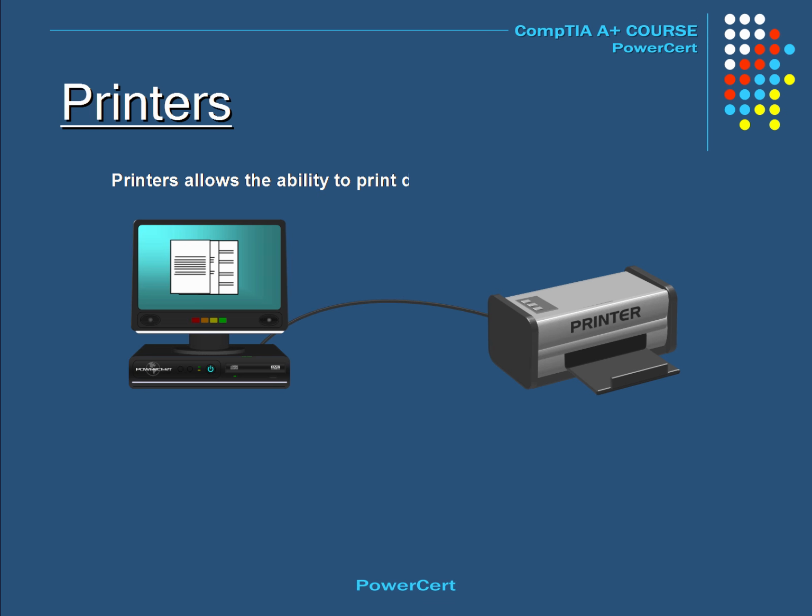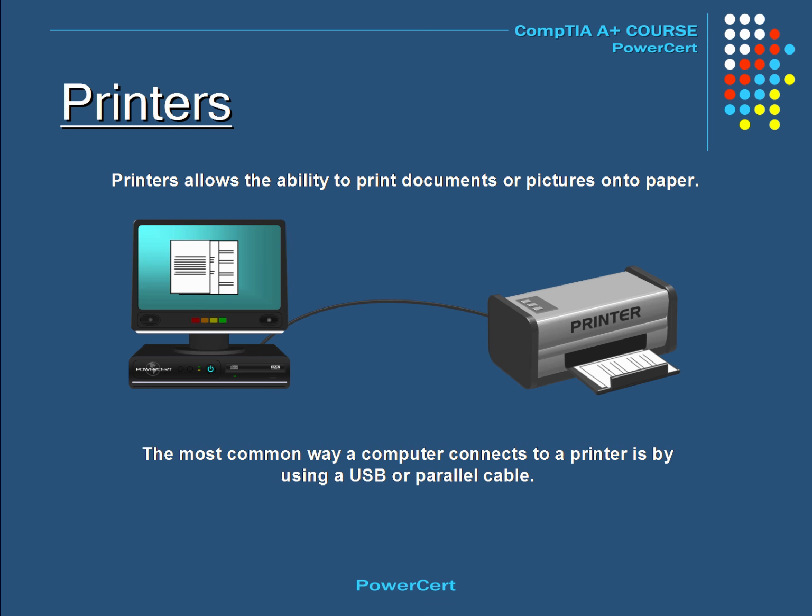Printers allow the ability to print copies of documents or pictures onto paper from a computer. There are several different ways that a computer can connect to a printer. The most common way is by using a USB or parallel cable. This is known as a local connection because the printer is directly connected to the computer.